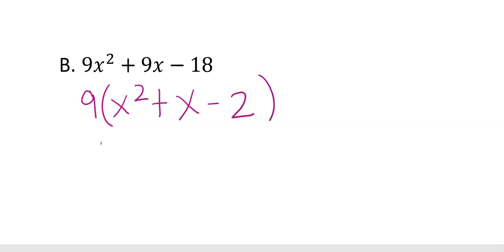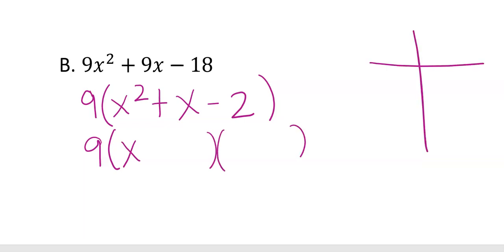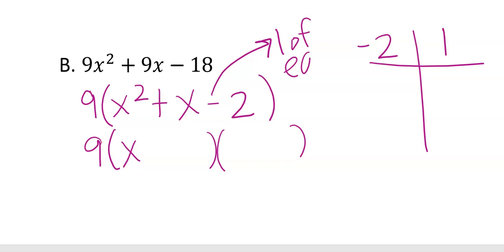Can you factor what's left? Okay. So we need factors of negative 2 that add up to 1. Since this one's negative, we need 1 of each. Which one is positive? Largest one is positive.